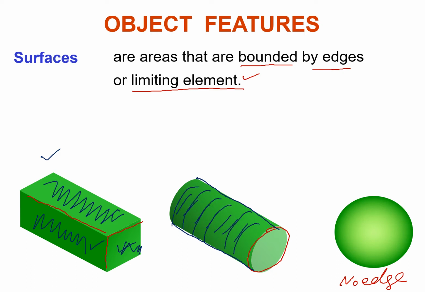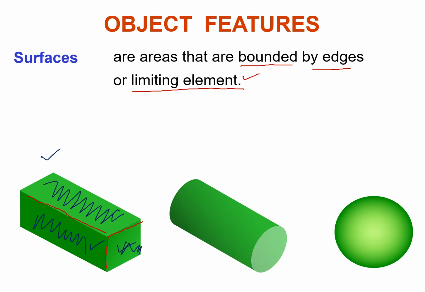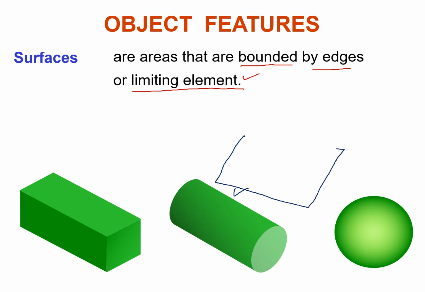Clearly for this there are no edges. So we will actually draw a limiting element for it like this to bound this surface inside this limiting element. We already covered this in our lab, that cylindrical objects will be represented as a rectangle. For example, if we project this shape on a plane here, it will be represented as a rectangle. These two lines that you see are the limiting elements that bound this visible surface that is being represented right here. So this is the function of a limiting element.